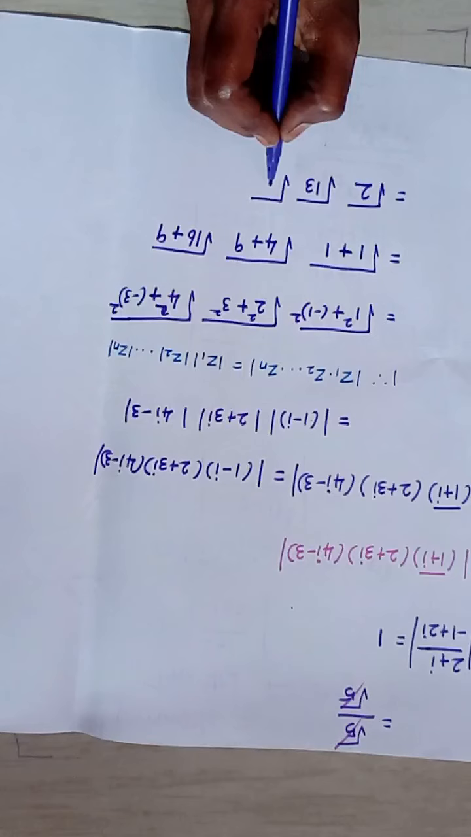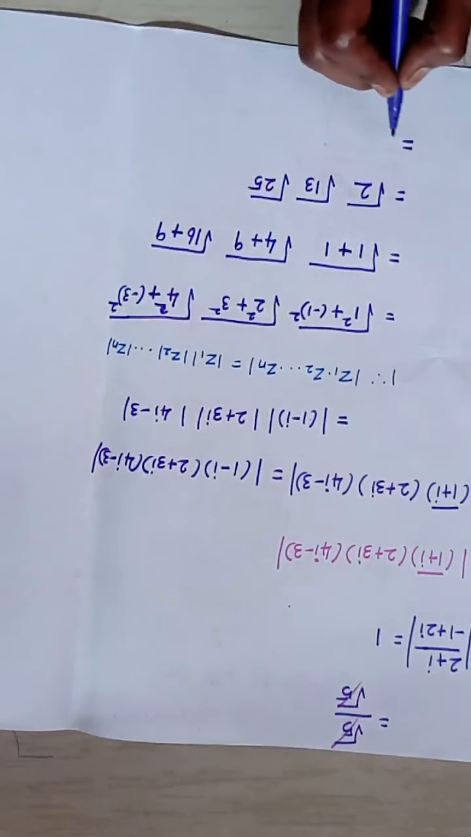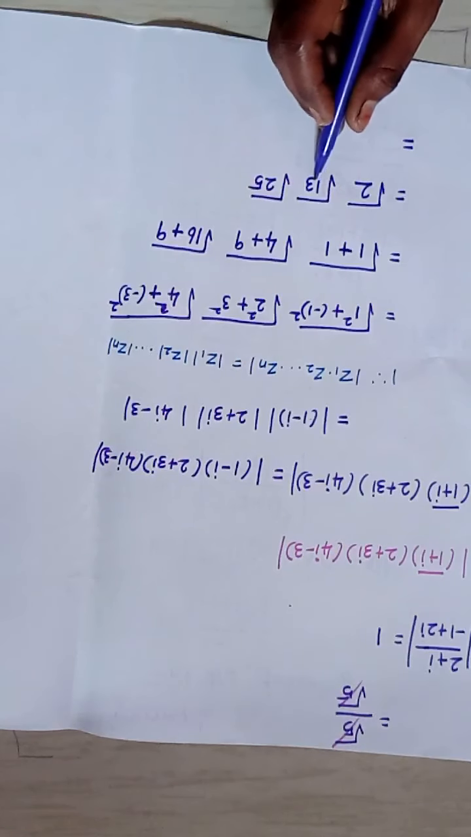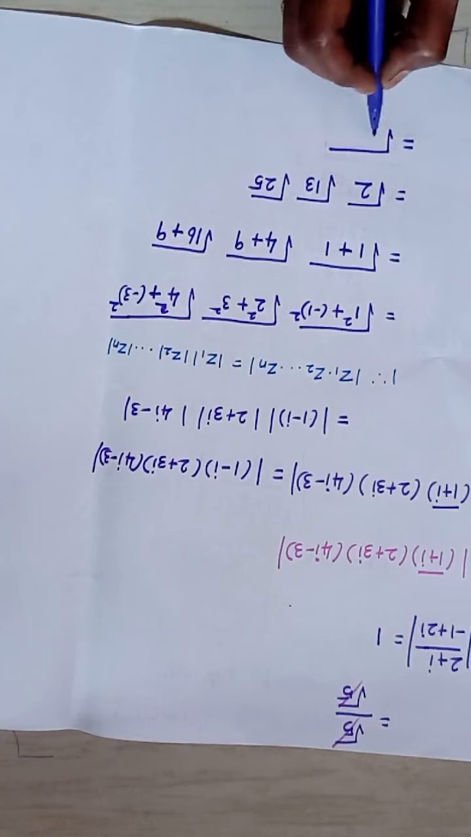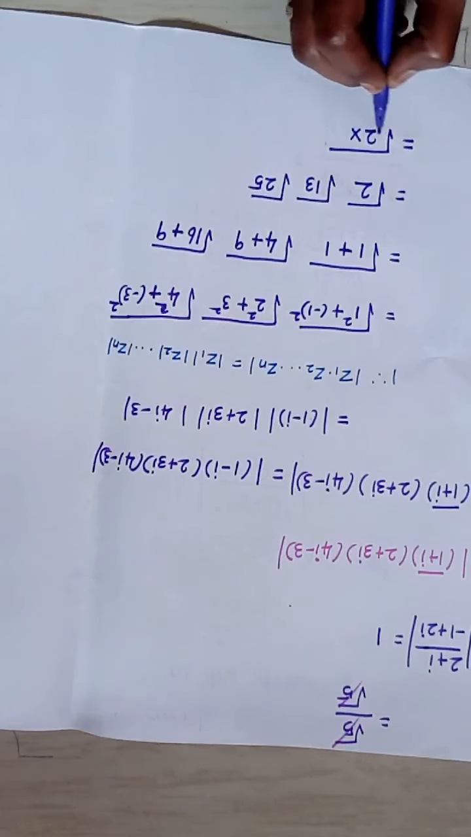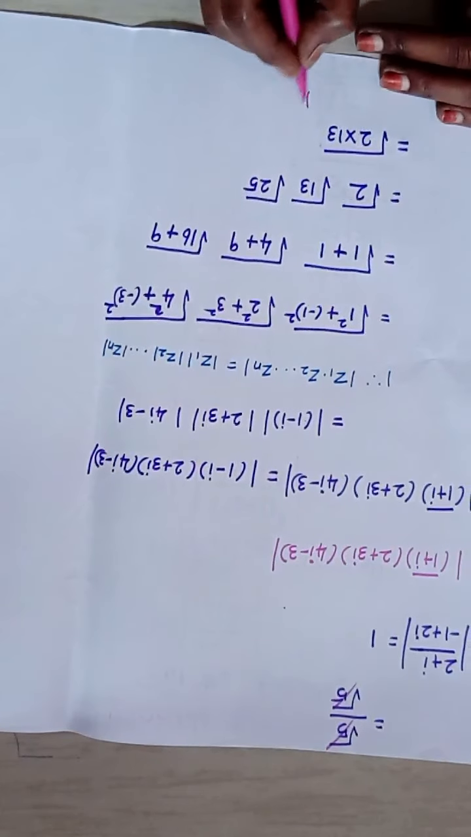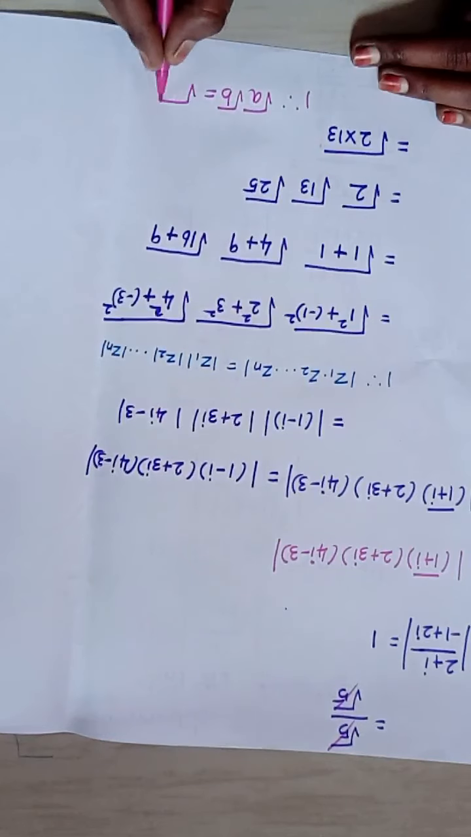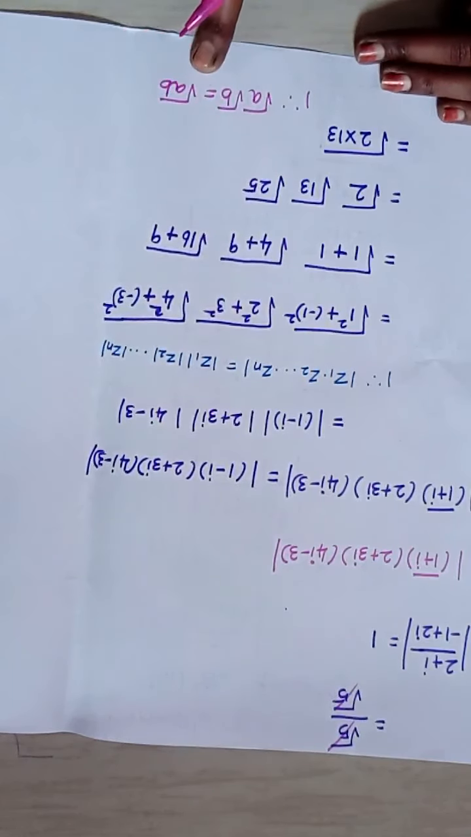So what's the value? 16 plus 9, yes, 25. Which is equal to square root of 2 into 13. So we can write square root of 2 into square root of 13 as square root of 2 into 13, because we know the property: square root of a into square root of b can be written as square root of ab. Already we have studied this in the 9th standard.